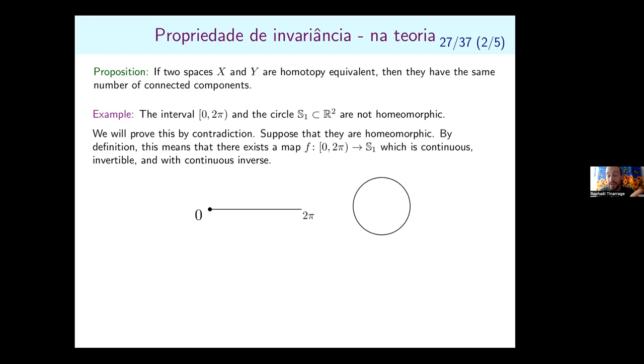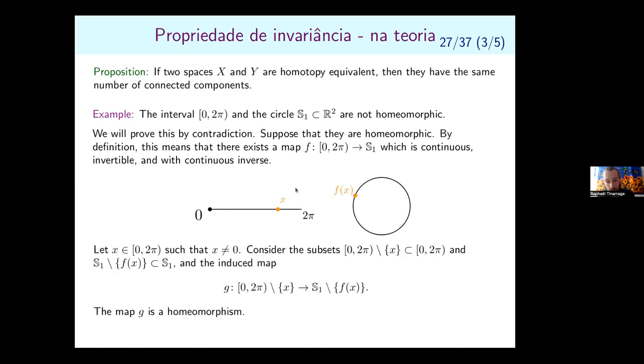I can use this property also to show, as we said at the beginning, that the interval and the circle are not homeomorphic. Note that they both have one connected component, so I will use a very nice construction. I will prove this by contradiction. Let's suppose that these spaces are homeomorphic, right? So I have a map F from the interval to the circle, a homeomorphism. What I will do is pick a point x on this interval and look at its image, F of x. And now I will remove these points from the spaces.